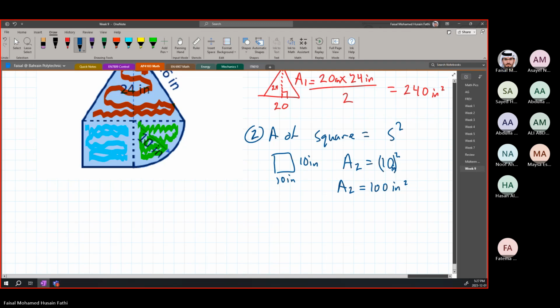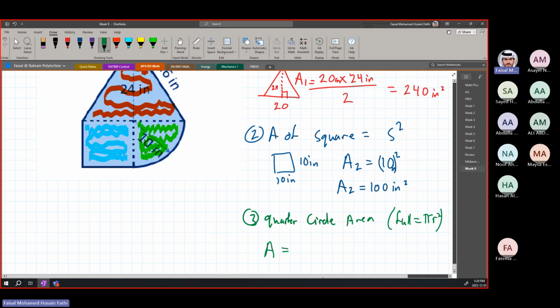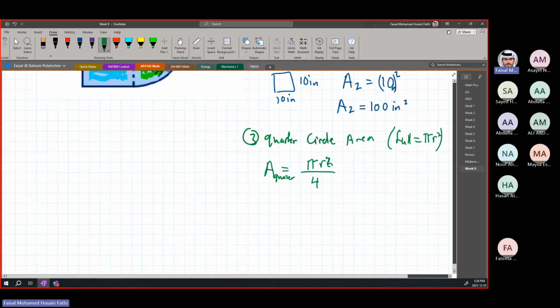Third shape, it is a quarter of a circle. Quarter circle area. So what is a full circle area? The full circle area is equal to pi r squared. So for a quarter, it's going to be equal to pi r squared divided by 4. Okay? So it's simply just pi r squared divided by 4, because we're just finding a quarter of the circle.